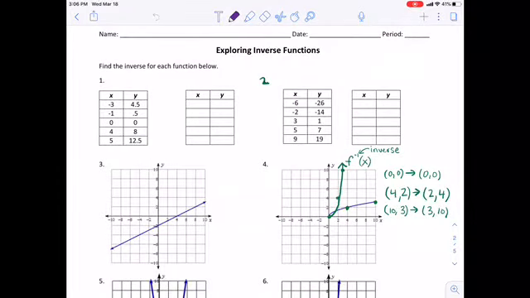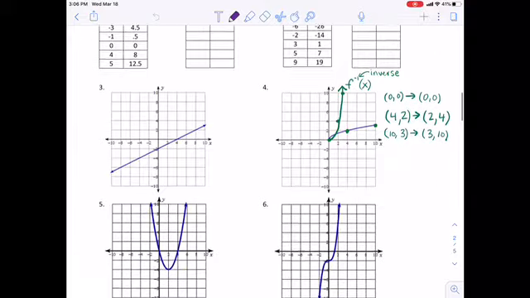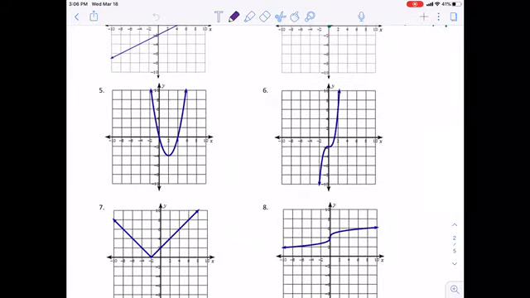So I've had several questions about the Exploring Inverse Functions assignment, so I'm going to go ahead and just work through a couple of the questions I've had. The first question people have asked me about is here on problem 5, what this inverse should look like.